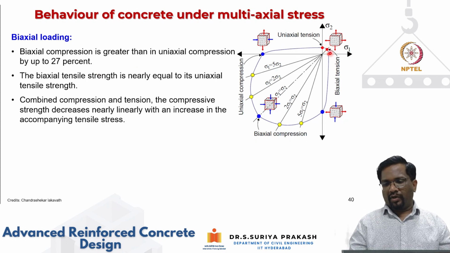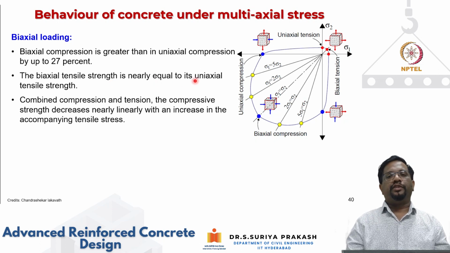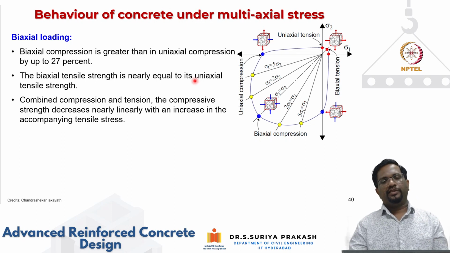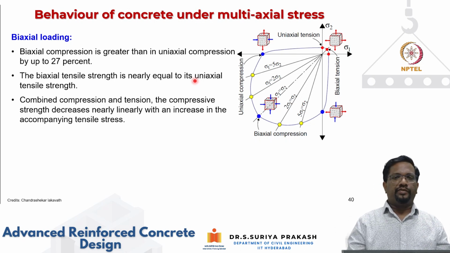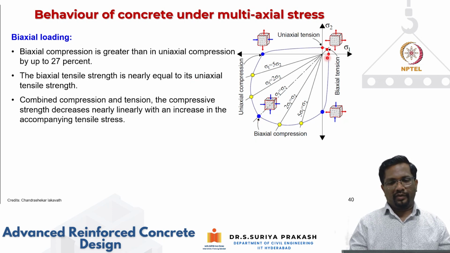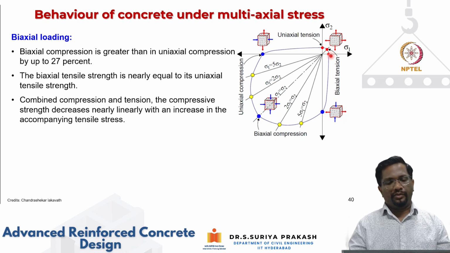If you look at this quadrant, both the stresses are tension. When the concrete panel element is subjected to biaxial tension, we get nearly the same strength as the uniaxial tensile strength. And you know that the uniaxial tensile strength roughly varies from 8 to 15% of your compressive strength. There is no variation here. In compression you get an increase because of the lateral confinement, but when it is subjected to biaxial tension, you get nearly the same strength as you get in uniaxial tension.